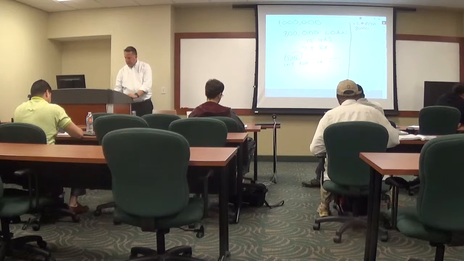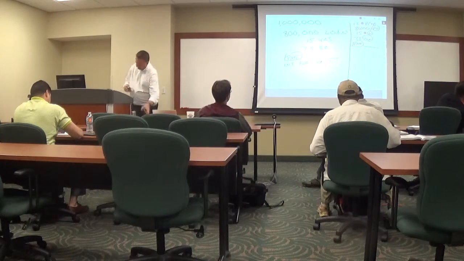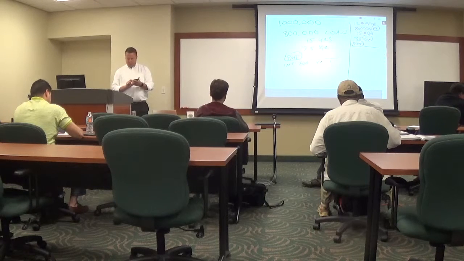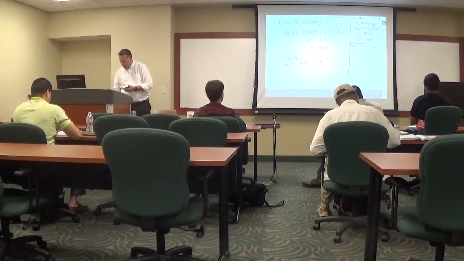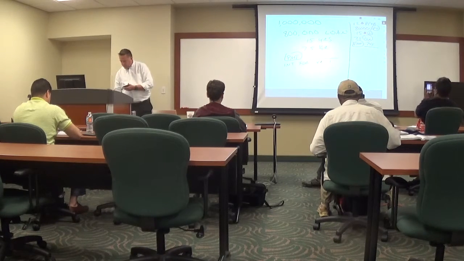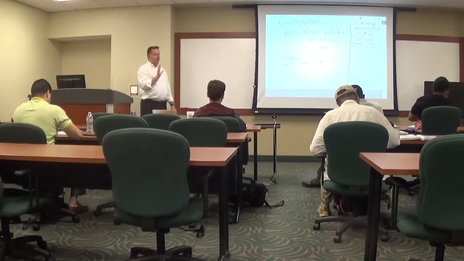800,000 is our present value. 15 shift N is our term. 7.5% is our interest rate. Let's solve for the payment. And you get 7,416.10. All right. Now, that is our monthly payment.